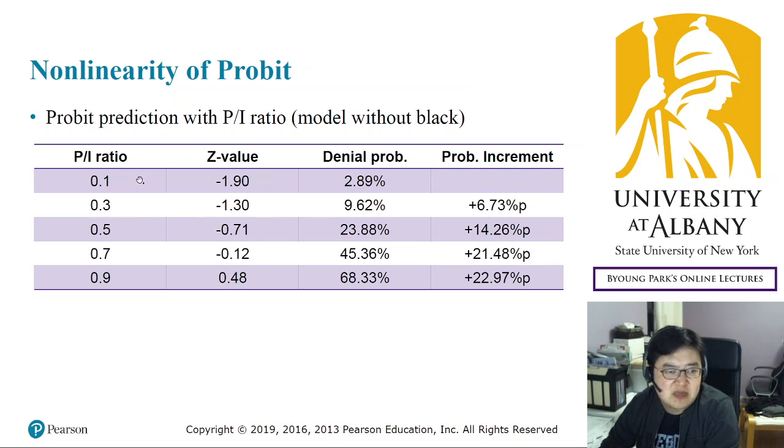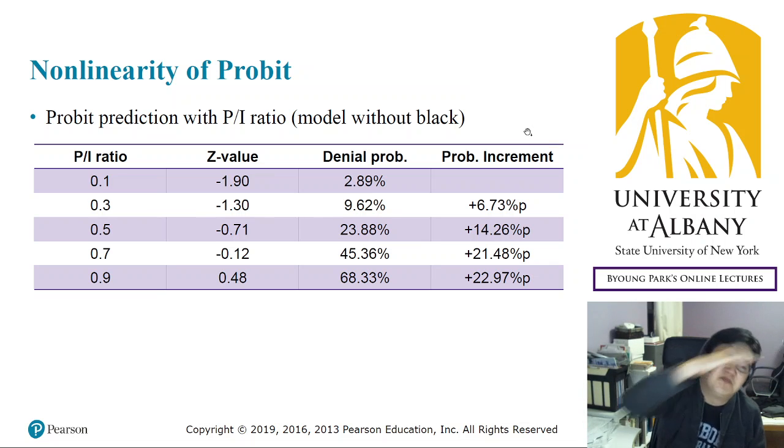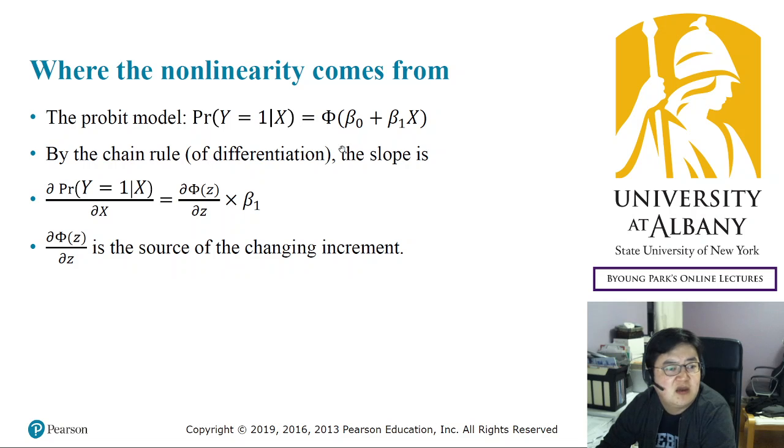I showed you an example that the probability is nonlinear, as you saw from the graph. It is flat, and then steep, and then flat again. So even if the PI ratio increases by equal intervals, the probability does not increase by equal intervals. The probability increment changes at different points because of the nonlinearity of the model. Nonlinearity is the main problem. Mathematically, it is related to differentiation.